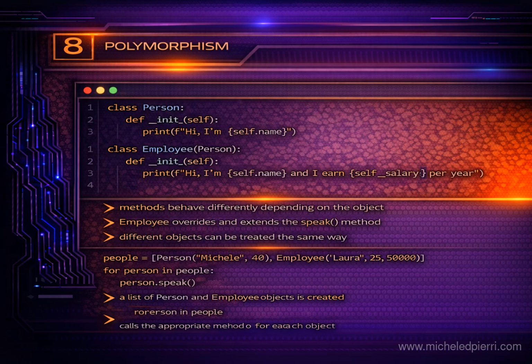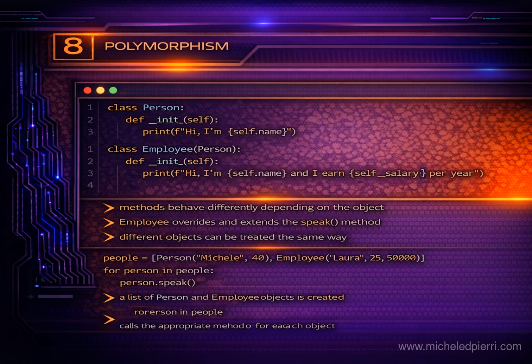In the slide, person and employee both provide a speak method, but employee overrides it to add extra information, like the salary. The important point is that you can put both objects into the same list, even though they are not exactly the same class because employee is still a kind of person. Then you loop over the list and call person.speak for each element. You never write a special case for employee. You just call the same method name, and each object responds with its own version. That is polymorphism in action.